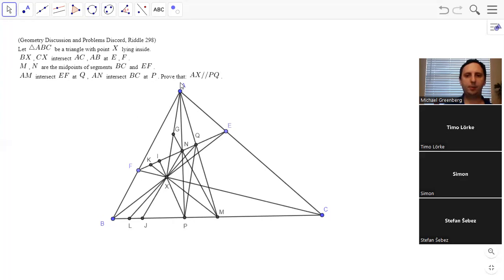So basically, maybe we can use phantom points. If we let AM intersect at Q, and we let AX intersect at K, and we let AK intersect BC at L, we want to show that Q, X, and L are collinear. That's interesting.